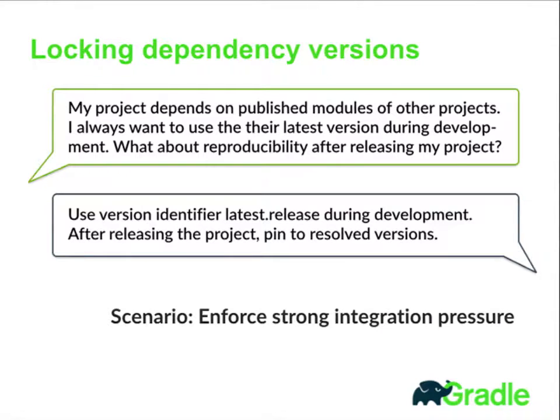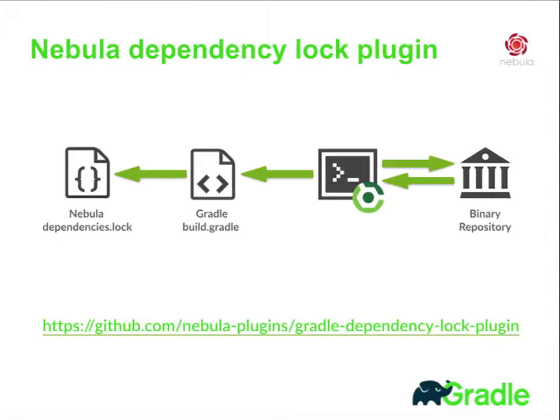So what you want to do is you want to pin to a specific resolved version at some point of time. So doing development, you say, give me the latest release version. But then once we are ready to release, we actually want to pin down to a specific version. So you tag it, but this information has to live somewhere. How do you do that?